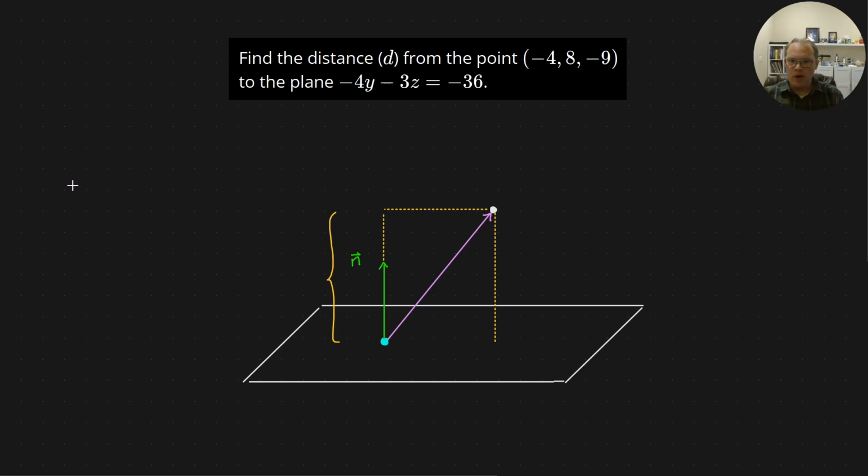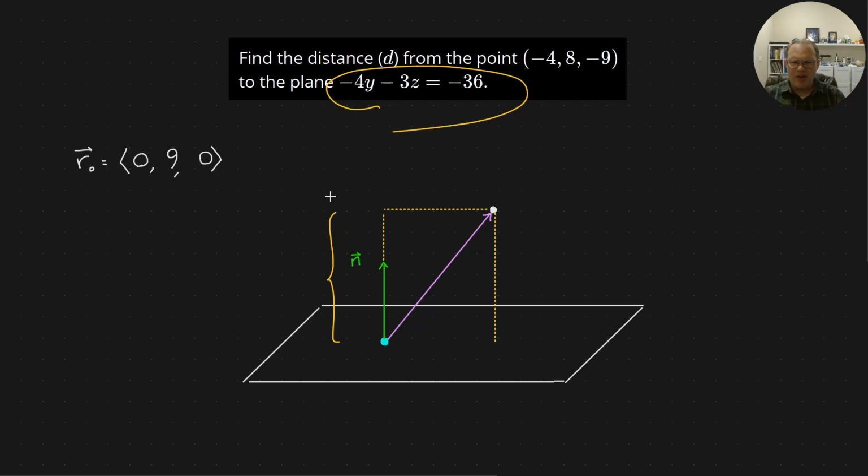Okay, so a point on the plane, I'll call it R naught. Any point will work. I just need an x, y, z that makes this equation true. I see right away that I can choose x to be 0. It doesn't say anything about x, so I could choose x to be anything. 0 is obviously the easiest, right? Choose x to be 0, y to be 9, and z to be 0.